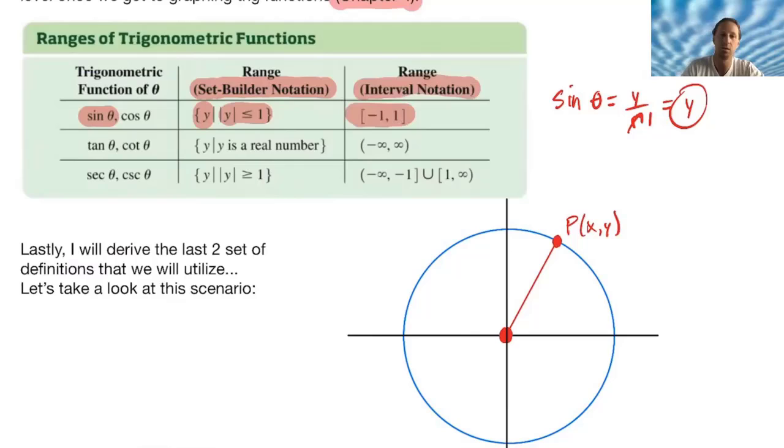Okay. Now that goes the same for cosine. Tangent's a little different because it has y and x involved. And that will lead us into the next thing that I'm going to talk about.